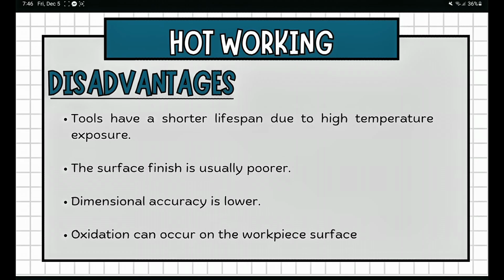The second one is the surface finish is usually poorer. When metal is hot, it reacts with oxygen and forms scale. This scale roughens the surface and often needs to be removed later.